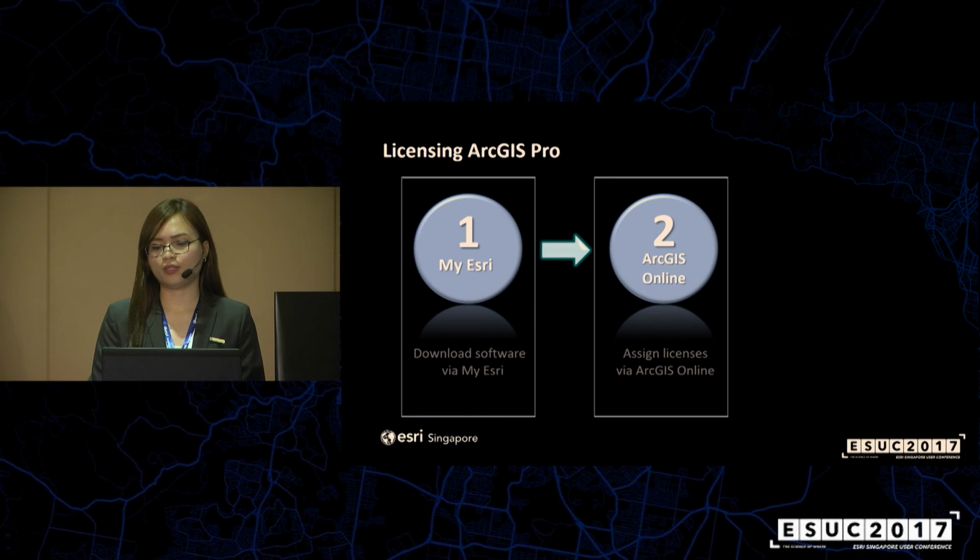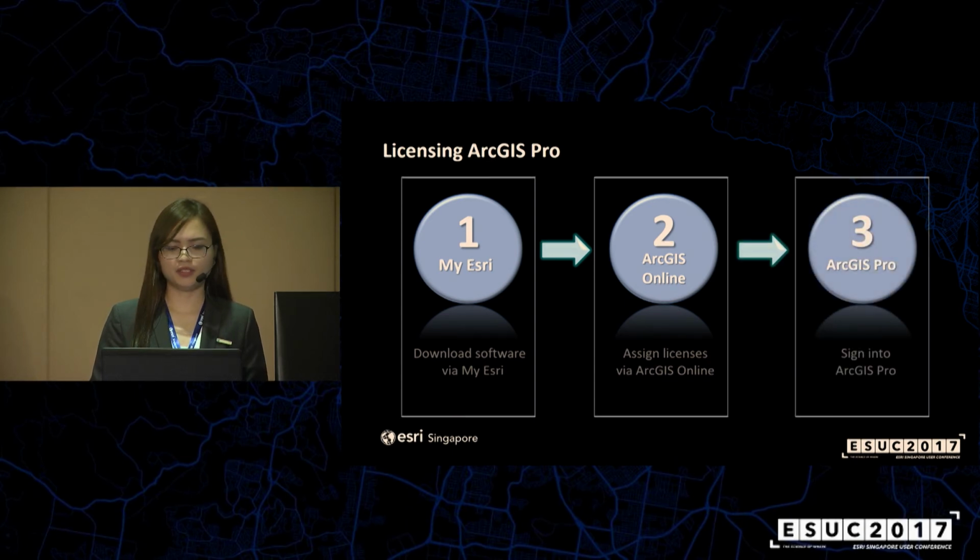So when we say ArcGIS Pro license, it could be named user. Automatically by default, it would be named user. Then you can convert it to single use or concurrent. Then entitlements would be the basic level, so it would be basic, standard, or advanced, same as in ArcMap. Third step, from there you can sign into ArcGIS Pro, and you're ready to go.